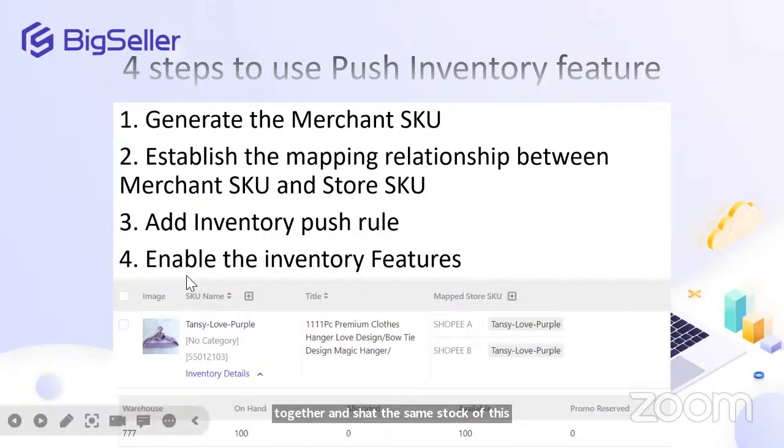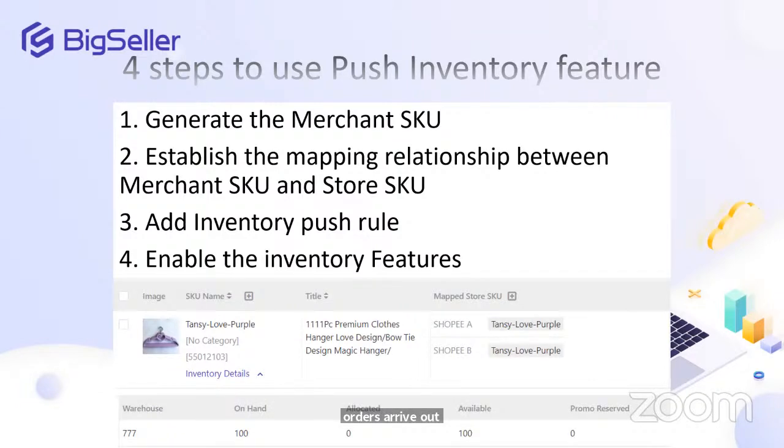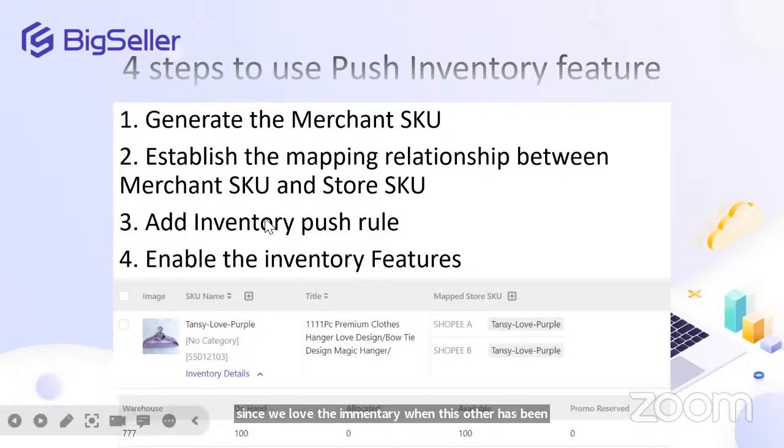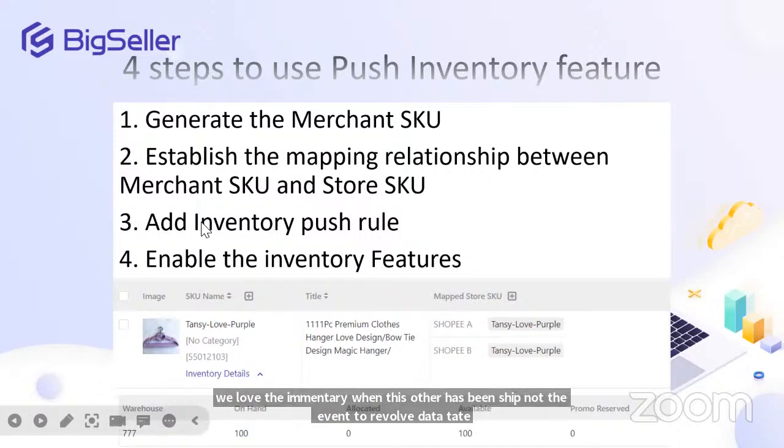And the last step is to enable the inventory features. After you have enabled it, when new orders arrive, our system will log the inventory. When this order has been shipped, then the inventory will be deducted automatically. Later I will show you how to do it one by one, step by step.